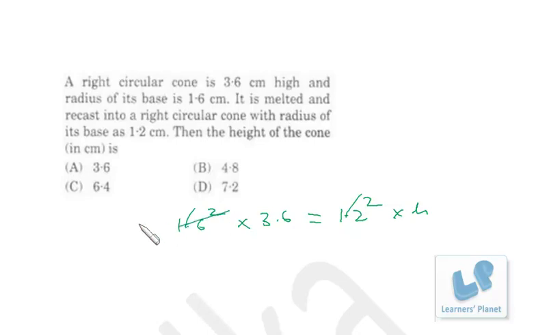Now this is 4 into 4 and this is 3 into 3, that's 9, right? So 9 4s are 36. So this is 4 into 4 into 4, that is 64 by 10. 6.4 will be the height of the other cone. Okay, simple.